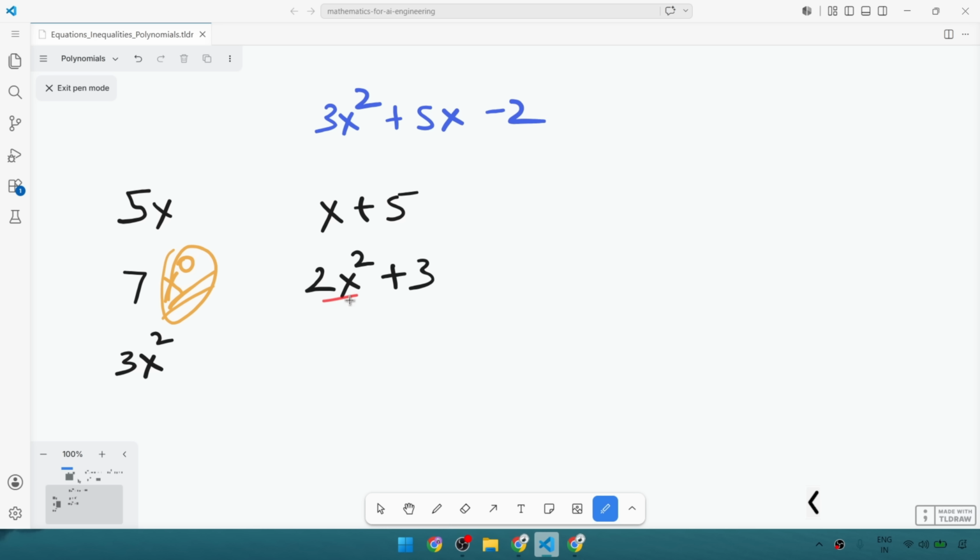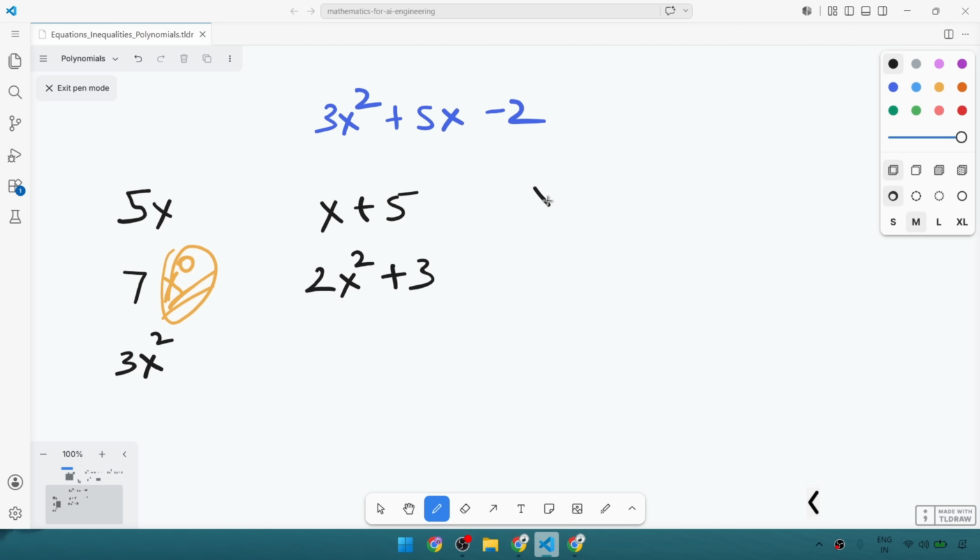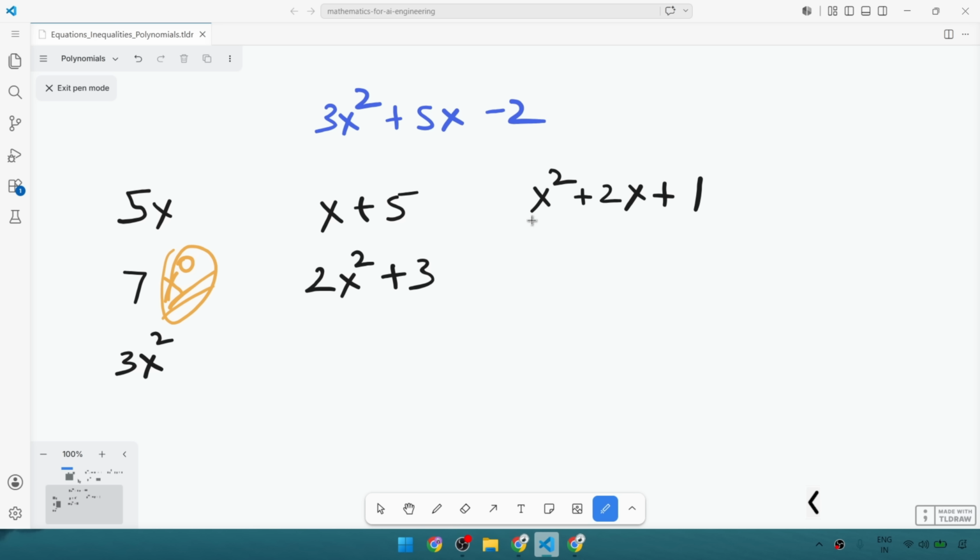Here also we are having two terms, 2x square and this 3 which is constant. Similarly, a polynomial can have three terms and we call them a trinomial. Tri means 3. So here we can have one example which is x square plus 2x plus 1. So we are having three terms now.